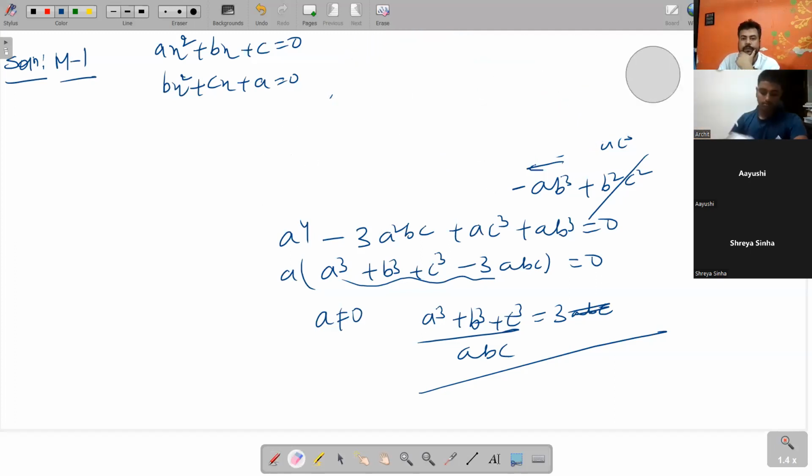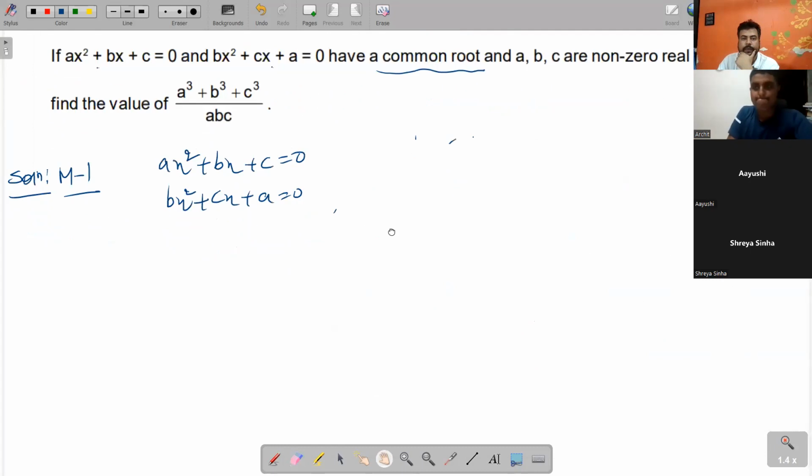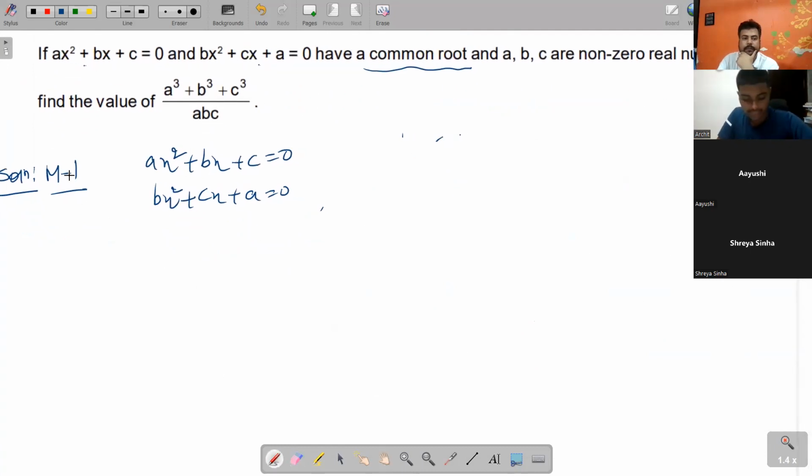Now, let me tell you one more way. Method 2. See, you can observe one thing. The question says that these two equations have one common root. So suppose alpha is the common root. See, both the equations have one common root.